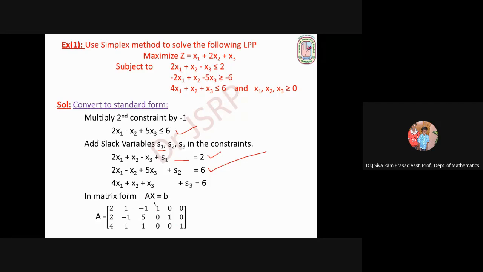And what is capital X? The variables column. So first x1, x2, x3, S1, S2, S3. So this is the variable column, capital X. Okay. So this matrix into this column, we get the right hand side values. And what is small b? The right hand side values, that is column 266. This is small b. So this is in the matrix form.